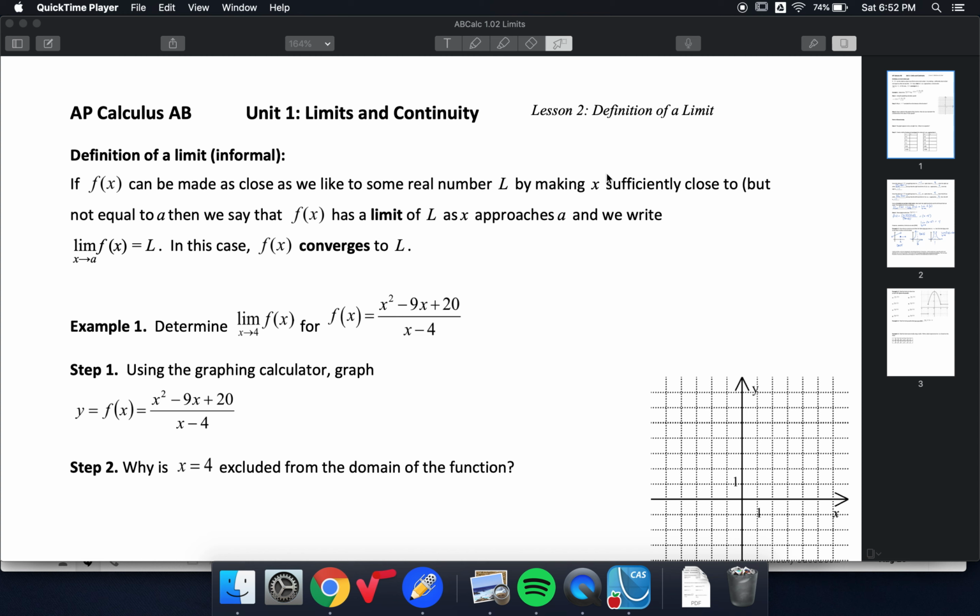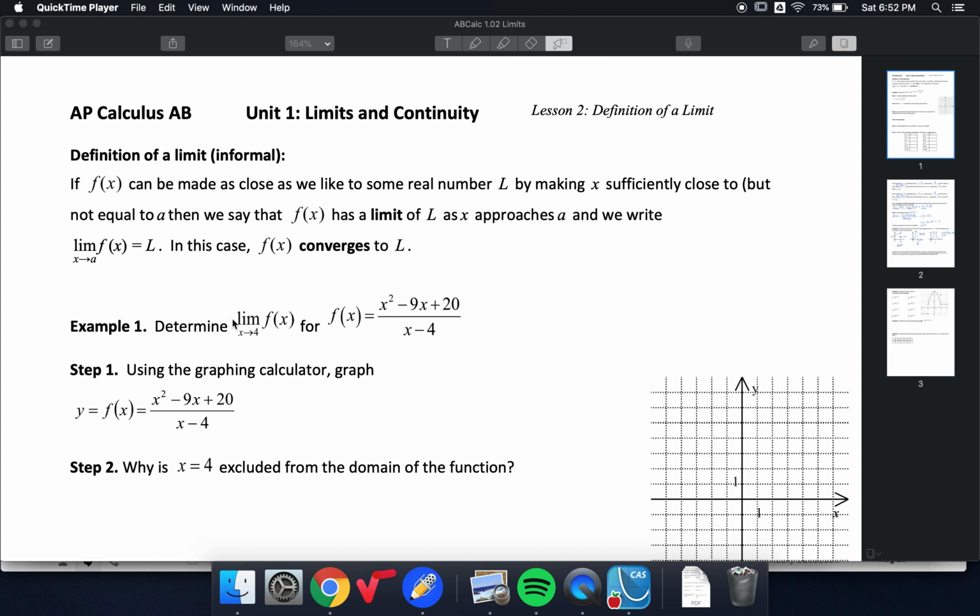So we look at x really close to some value, but not actually equal to that value. And if the y value is approaching a constant value L from either direction as we get closer and closer to A, then we say that it has a limit of L, and we write our limit notation this way. So we say that x is going to A, but we don't actually have to reach A, and the function doesn't have to exist at A. So let's look at this in the form of this example.